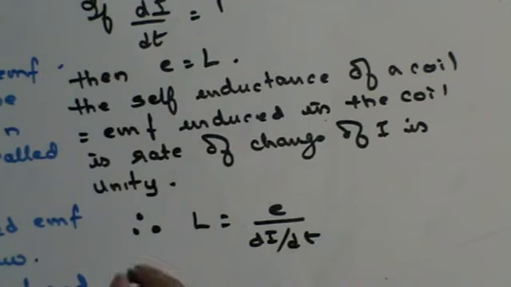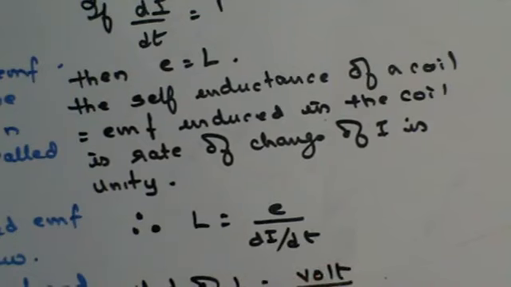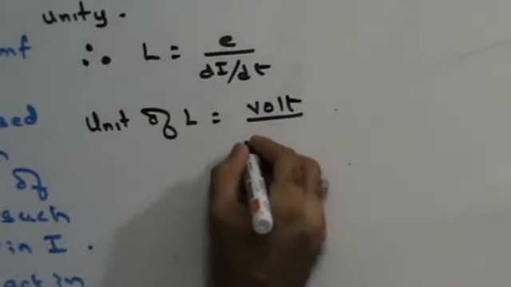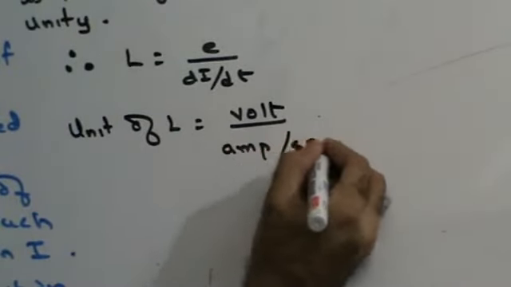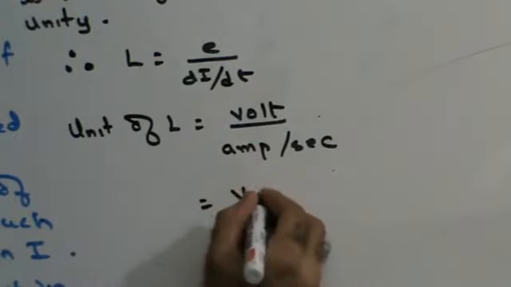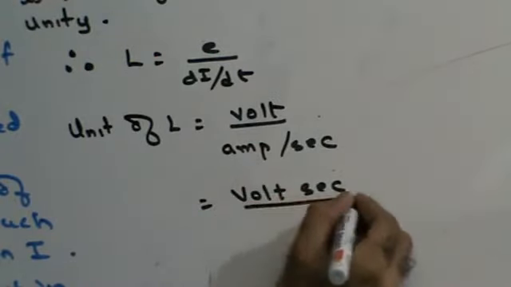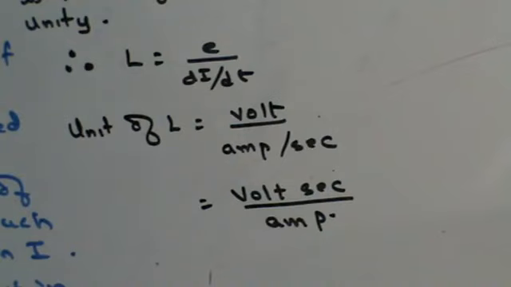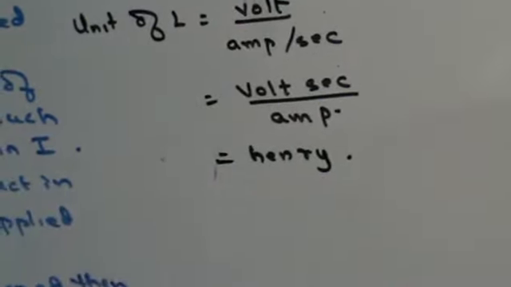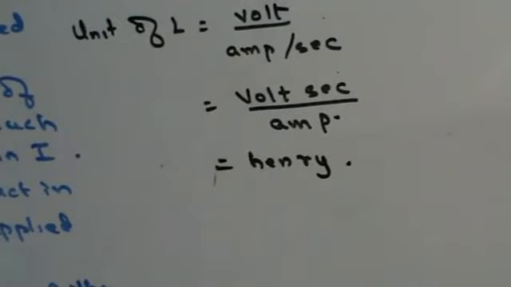right? In terms of units, units of L will be nothing but units of E, which is volt, upon change in current upon time. Current is ampere per second. So units of L will be volt second upon ampere, right? Volt second upon ampere, one word for that is Henry. Therefore, the self-inductance of a coil is measured in terms of Henry.